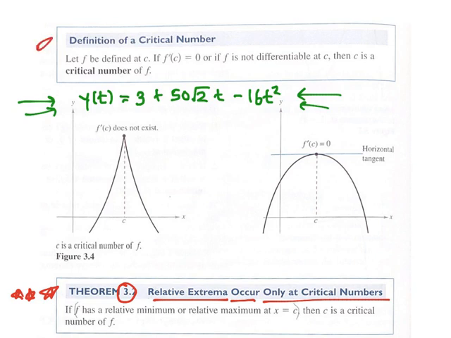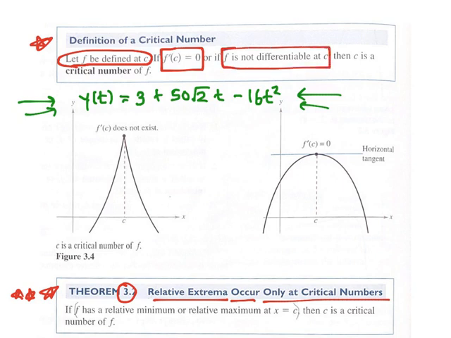So once again, take a look at the definition of a critical number from Calculus AB. First of all, the function has to be defined at a critical number. And you look at the derivative of the function. If the derivative of the function is equal to 0, or if the function is not differentiable at c, then we say c is a critical number of f.